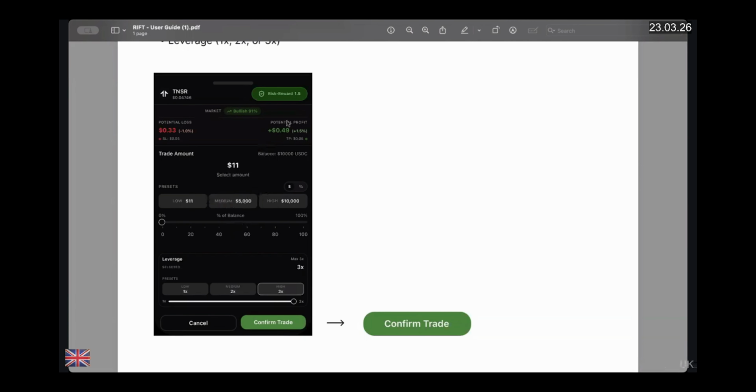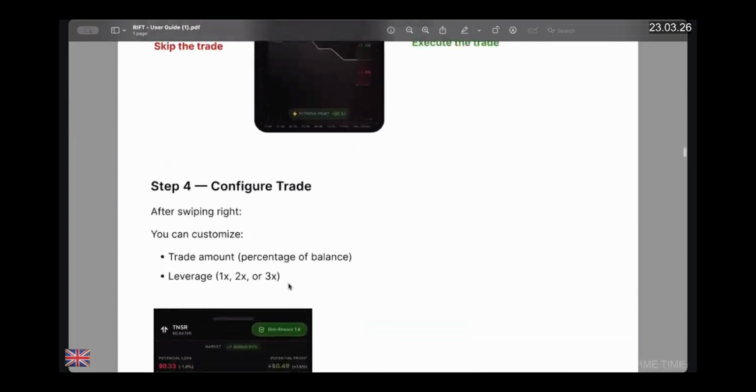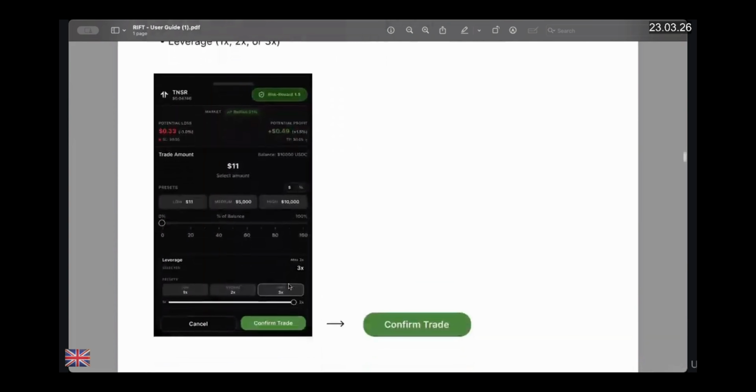And once you do that, you get the potential profit and potential stop loss of that particular trade at whatever amount you want to go with. You get the market insight of that asset, whether it is bullish or bearish, and once you confirm the trade, your trade is executed the manual way. This is your trade configuration method with which you can execute the trade.